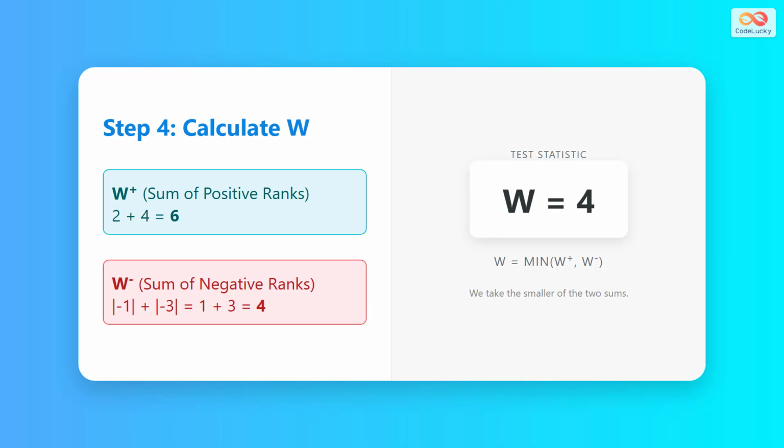Now, we calculate the test statistic, W. Sum up all the positive ranks to get W+, and sum up the absolute values of the negative ranks to get W-. The test statistic W is simply the smaller of these two sums.